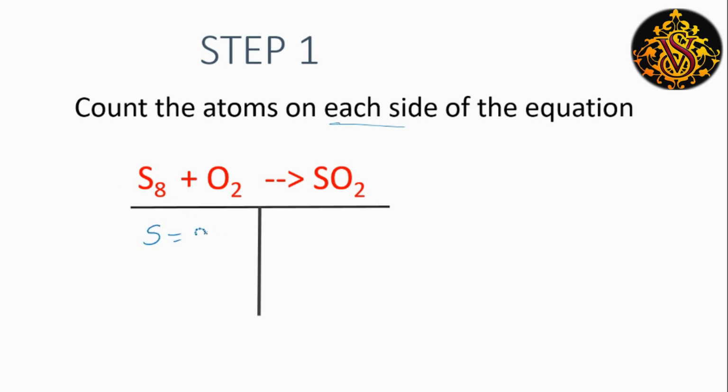We have 8 sulfur, S equal to 8, right? And we have 2 oxygen, O2. And here, there is nothing after this element, right? So consider it as 1, S equal to 1. And we have 2 oxygens here, right?